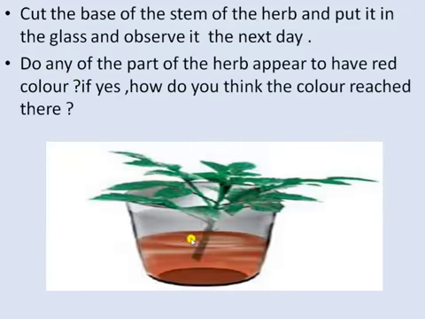So you have to cut the stem of this herb plant and put it in the glass of colored water and observe it for the next day. The question is, does any part of the herb appear to have a red color? If yes, then how do you think the color reached there? First, does any part of this stem have the red color? If the color is red, then how do you think this color reached there?